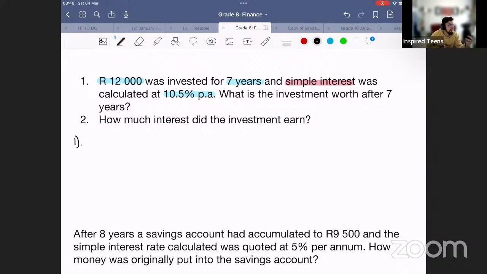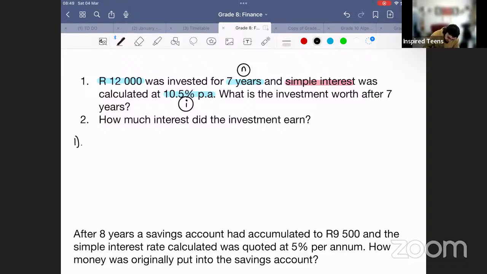Okay, so 12,000 Rand was invested for 7 years. So I know that N, or number of years, is 7. Why? Because the time for the investment is 7 years. Simple interest was calculated at 10% per annum. So 10% per annum is I or R. Okay, so I know that information. What is the investment worth after 7 years?